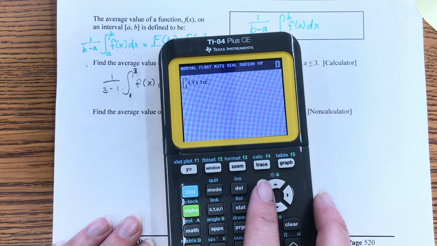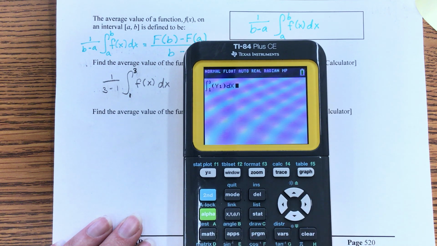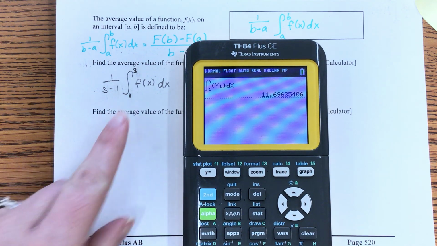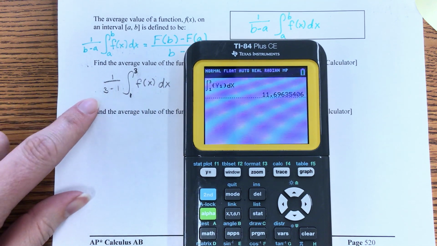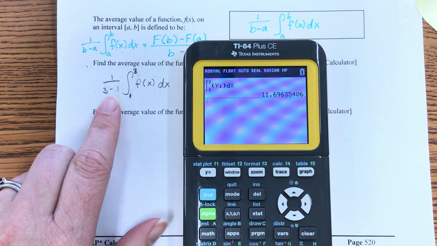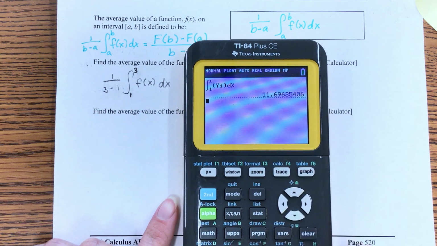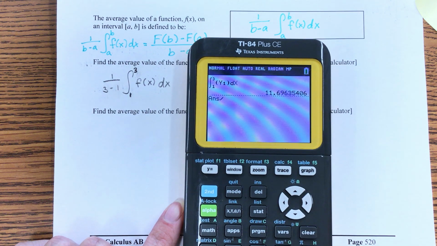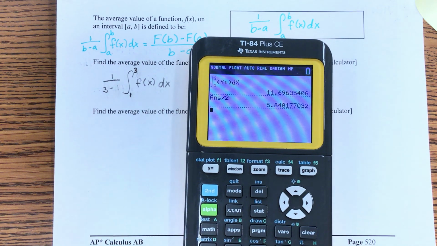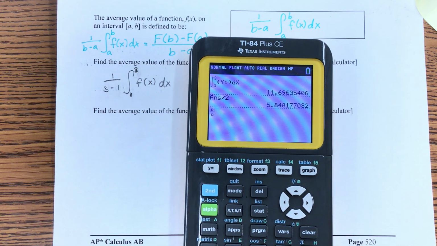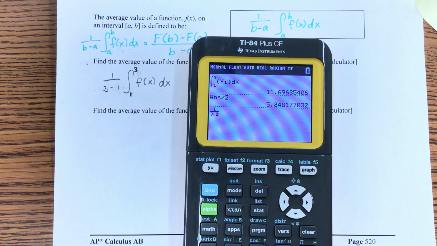Okay, and then over here, we got to do our dx. Hit enter. This gets us just the integral portion. We have not done the 1 over 3 minus 1 bit. But isn't 1 over 3 minus 1 just 1 over 2? So we can take our answer for this and just divide it by 2. So you can divide by b minus a after you evaluate your integral. That'll save you from doing the fraction with 1 over 3 minus 1 times your integral. You get the same thing. This just takes a little bit more effort, I think.